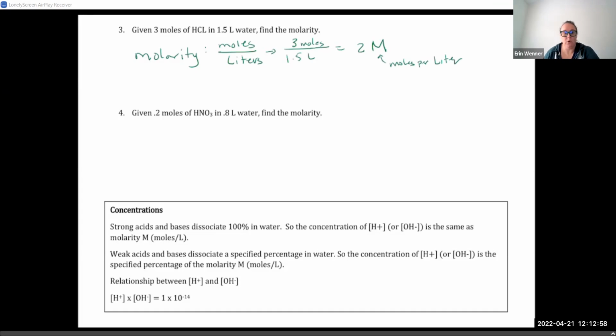So try number 4. Number 4 says given 0.2 moles of HNO3 and 0.8 liters of water, find the molarity.